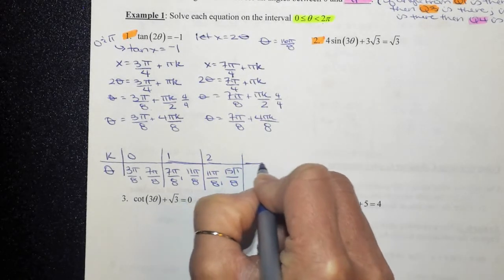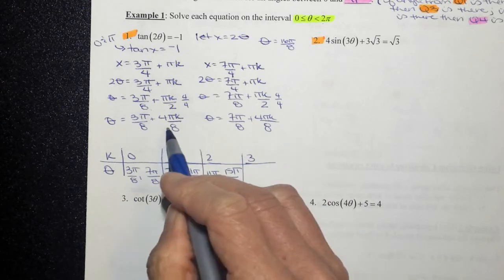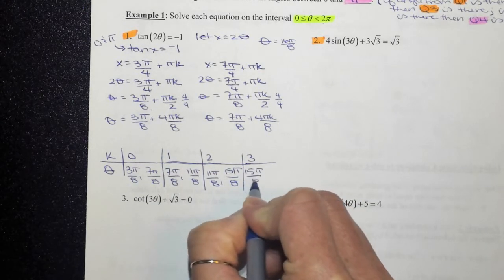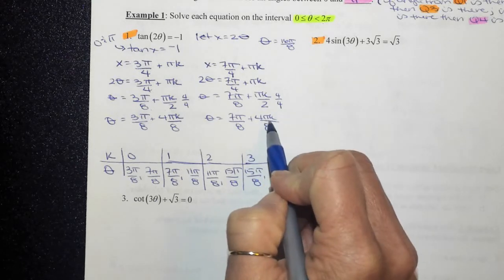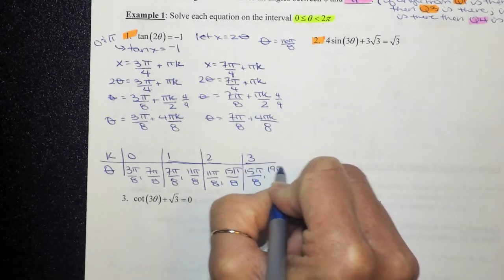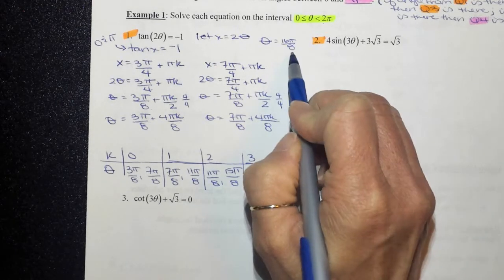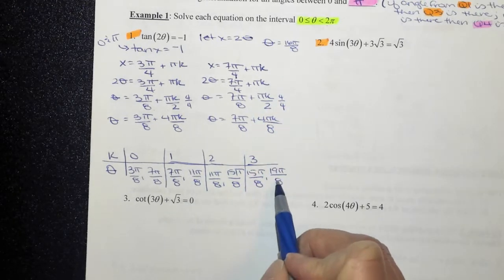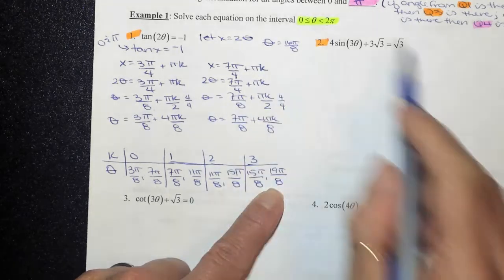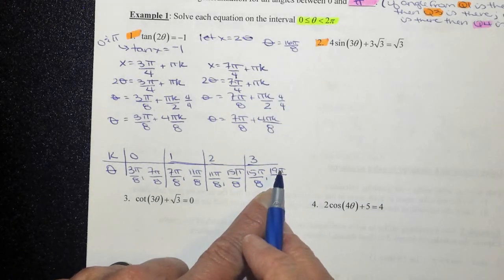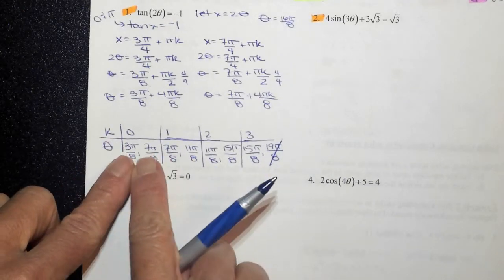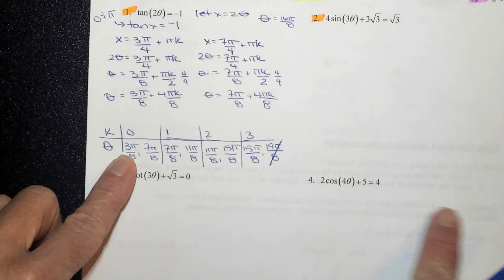So now we go to 3. Plug in 3, so this is 12, so this is 15 pi over 8. And then here this is 19 pi over 8. Okay, so I was looking for 16 pi over 8, and you notice here this is 19 pi over 8, so this actually goes too far. It goes beyond 2 pi, so I'm going to reject this. In addition to that, you can now see that I do have repeats.